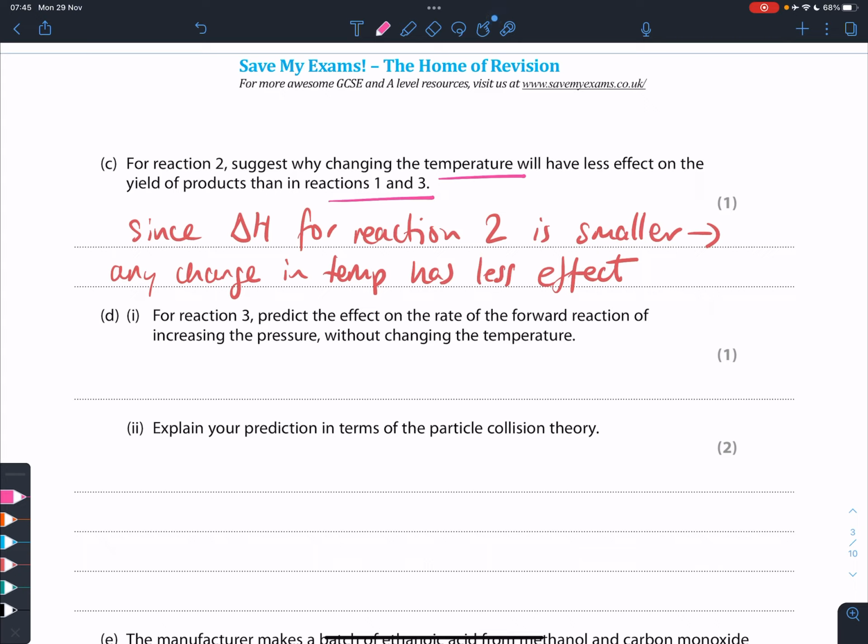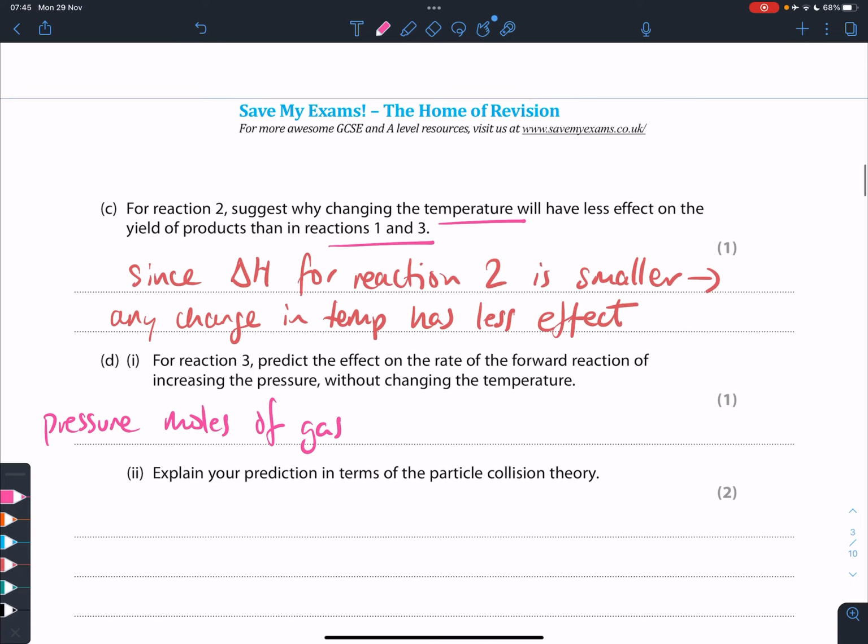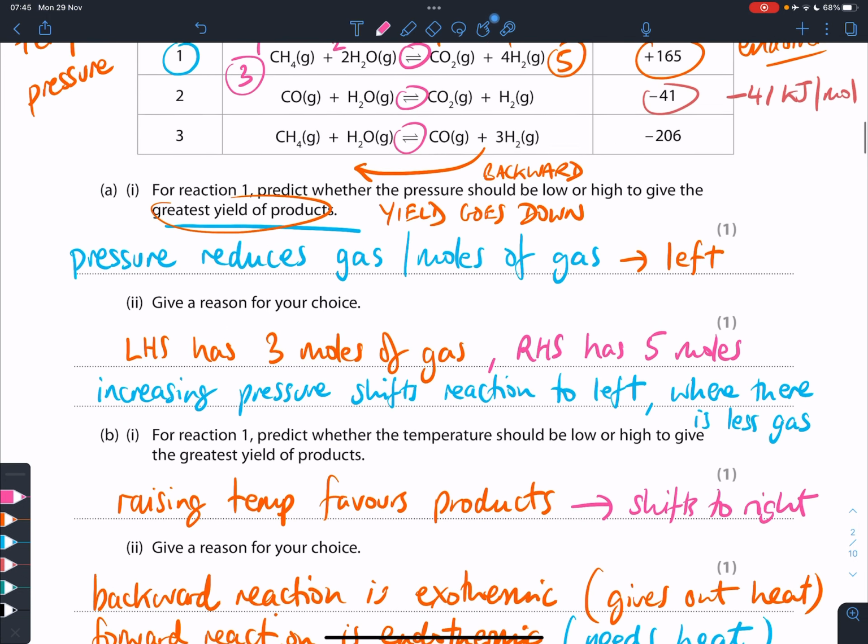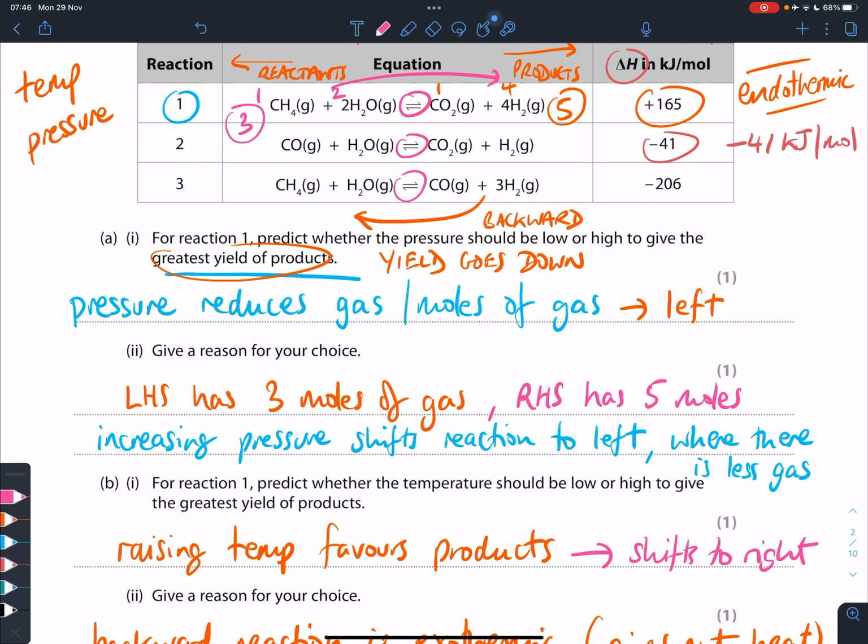Okay. For reaction 3, predict the effect on the rate of the forward reaction of increasing the pressure without changing the temperature. So again, pressure, we've got to have a look at the moles of gas. So let's have a look at reaction 3. Count the moles. 1 mole here, 1 mole here, 1 mole here, and 3 moles there. So, if we increase the pressure, the reaction's going to move to the left where there's fewer moles.